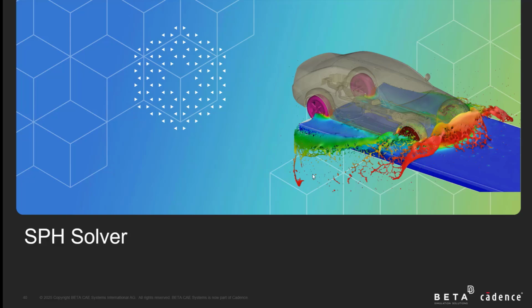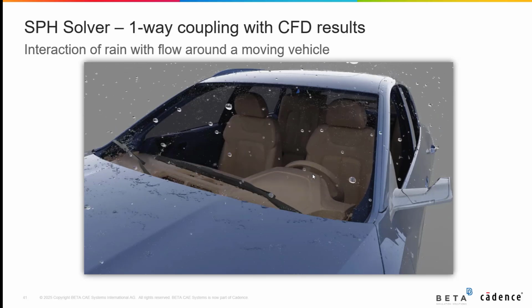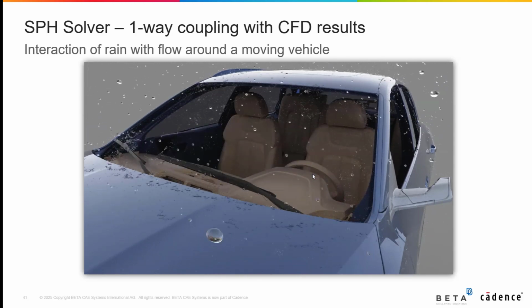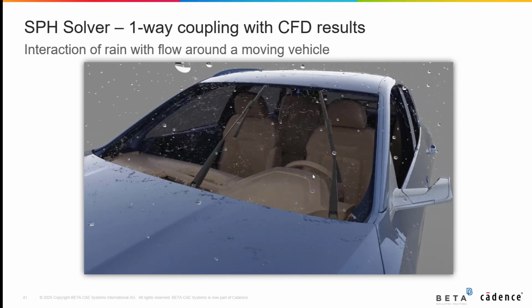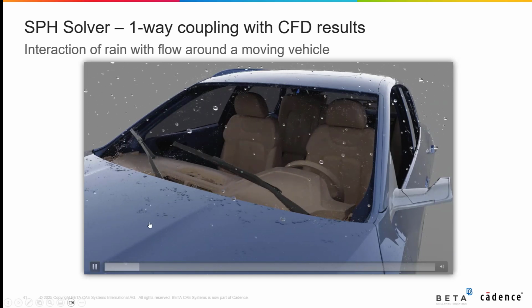Moving on to our SPH solver, we now allow functionality for one-way coupling with CFD results. In this case, we have merged 3D CFD results on this SPH rain simulation, so you can see the effect of the water flowing on the hood of the car due to the external velocity of the vehicle.